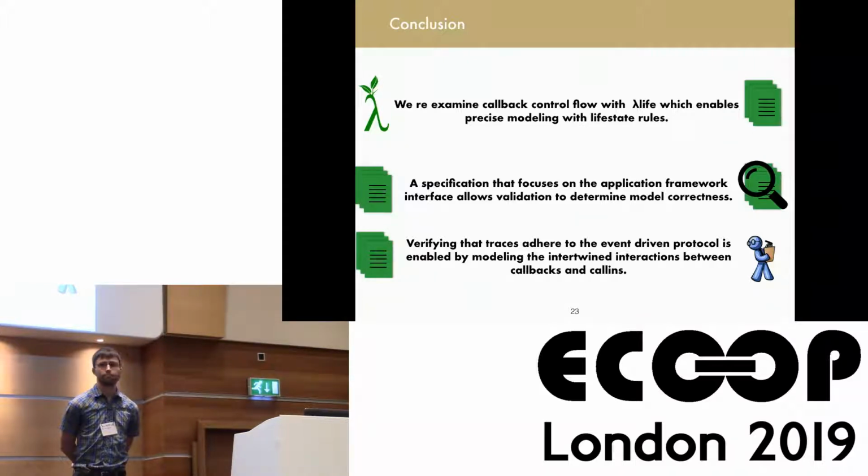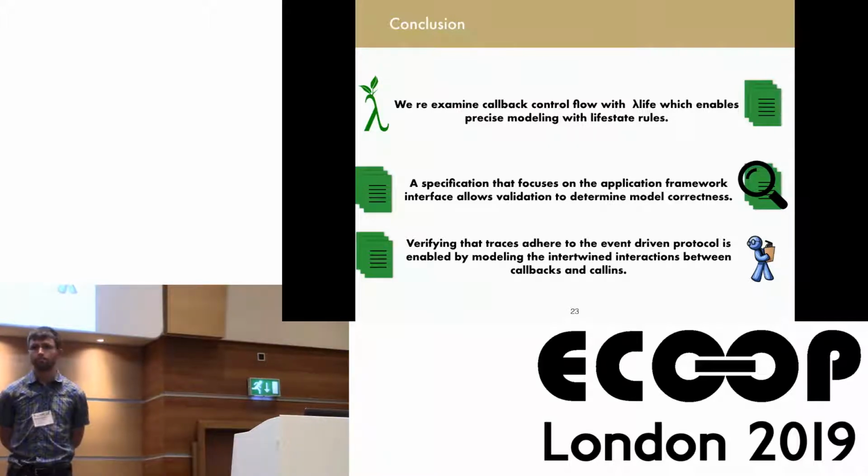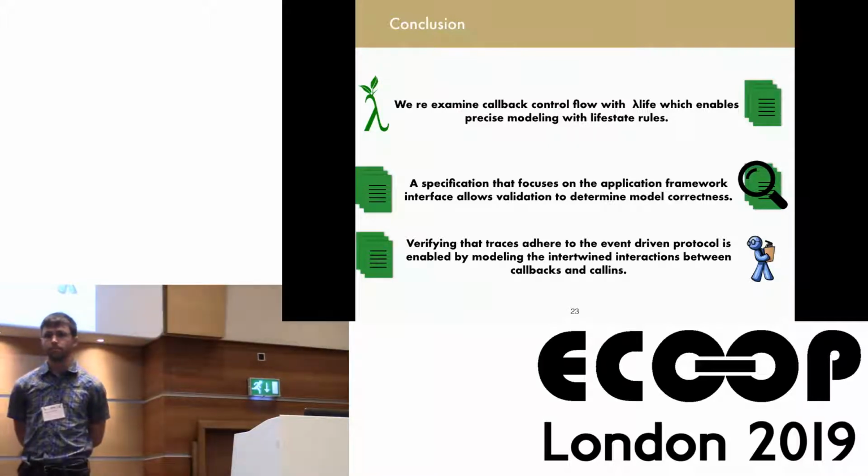Any more questions? There's one in the front here. You showed one kind of rule, where when you have a set of events, it should not trigger something else. What are the other sorts of rules that you can encode in the Lifestate model?